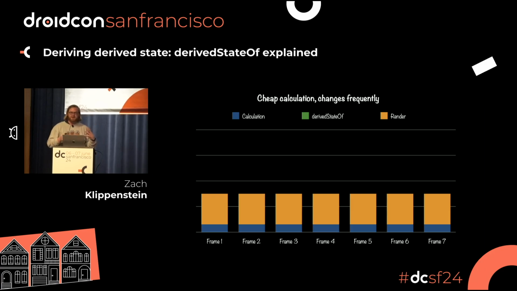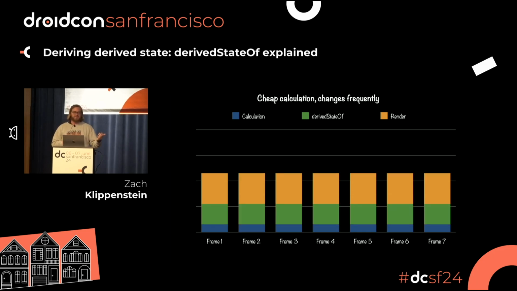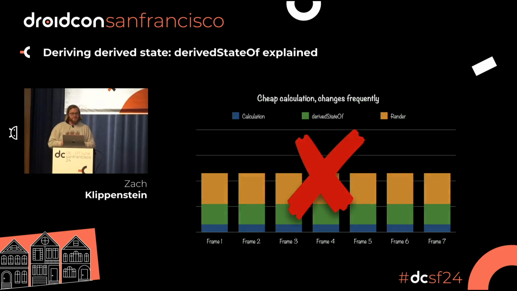So to show this graphically, let's take a look at a not to scale graph, very not to scale. But we've got some calculation here that's cheap in blue. And we've got some rendering we're going to do. This is composition, layout, draw, all that stuff. We're going to do the calculation on every frame, and we're going to re-render it on every frame. So here, if we just add derived state to this, we're just adding the overhead of derived state in green, but we're not actually getting any savings anywhere. So that's bad.